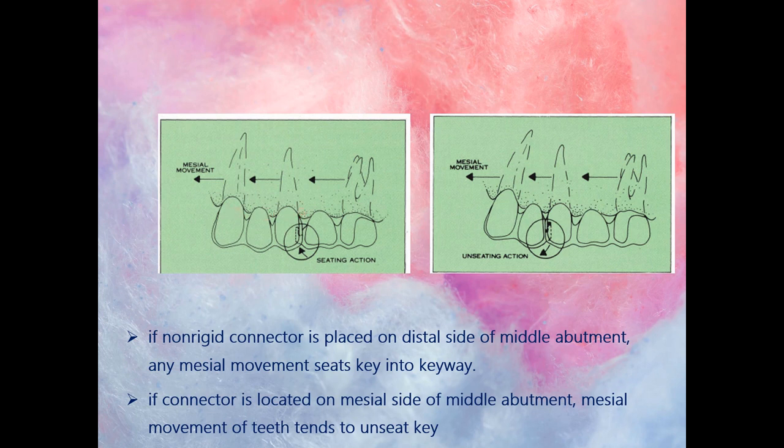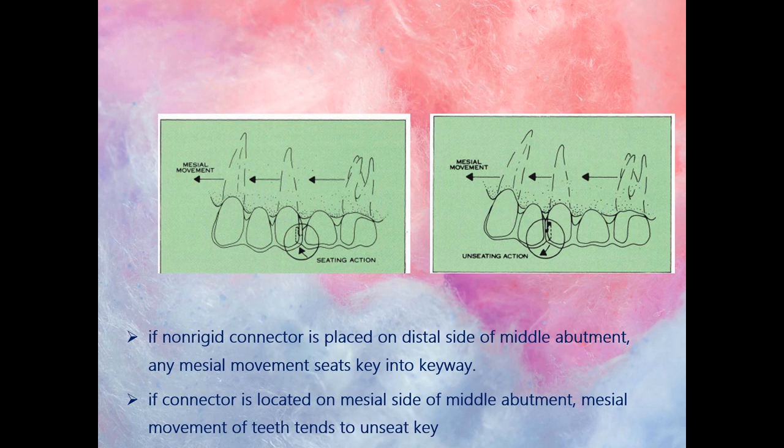aspect of the pier abutment helps in further seating of the key into the keyway every time the occlusal forces are applied. Whereas if you place the keyway mesial to the pier abutment, it tends to dislodge the key from the keyway, which might lead to fracture of the canine retainer or bone loss around the canine abutment.